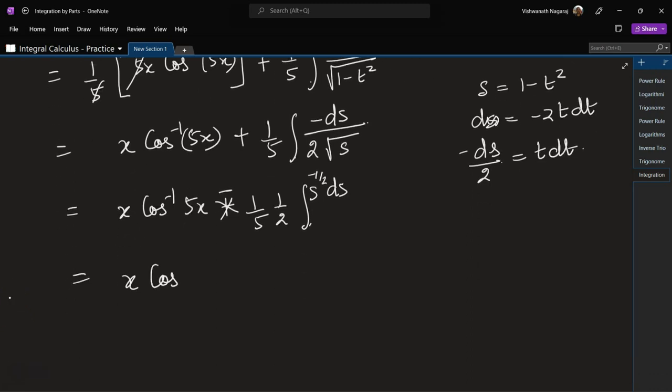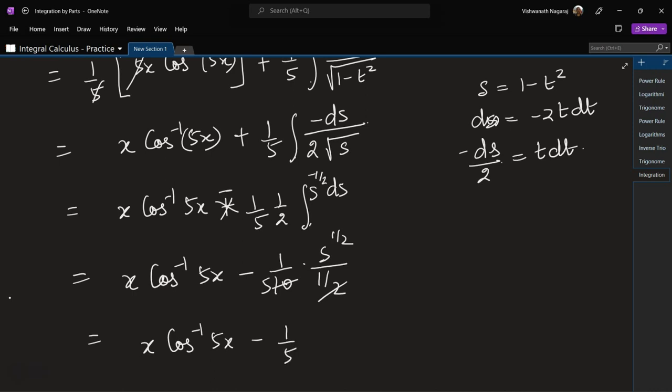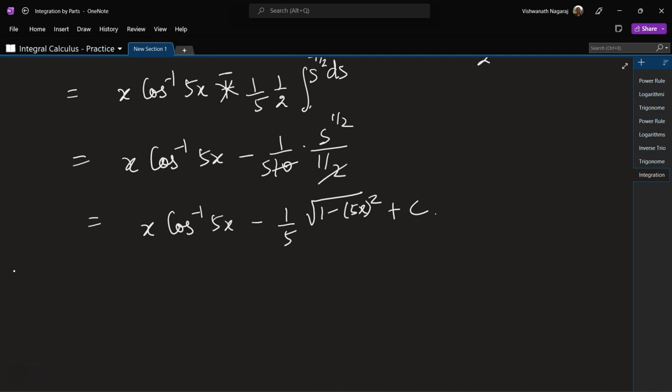So we have x cos inverse of 5x minus 1 by 10. If we do the integral, we get s to the power of minus half plus 1 is half by half. So 2 root s. Now reverse substitution, cos inverse of 5x minus 1 by 5, s is 1 minus t square, that is 5x square plus c. This is the integral of cos inverse of 5x.